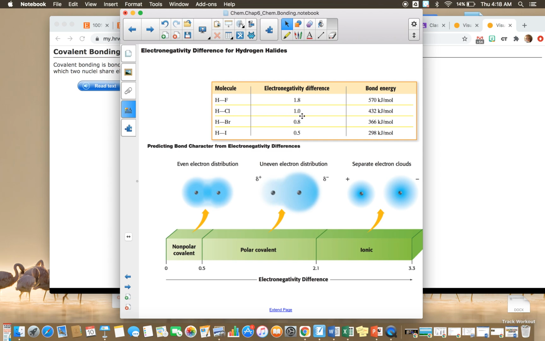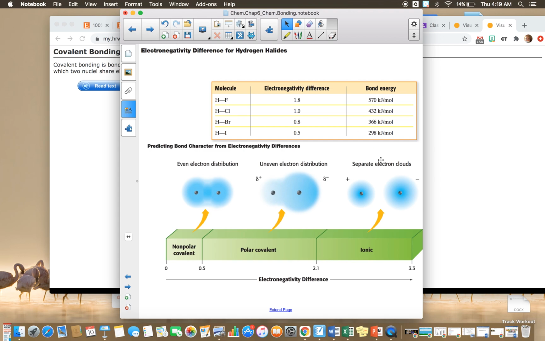Hydrogen and chlorine, the electronegativity difference is 1. So what kind of bond are we looking at here? Again, that's polar covalent. Hydrogen and bromine, when you subtract the two, is 0.8. What kind of bond are we looking at here? Polar covalent. And then hydrogen and iodine, 0.5. Oh, it could be nonpolar covalent, but because it's just those two, it's probably going to be polar covalent. Okay, so that was really boring, but I just wanted to show you the table.